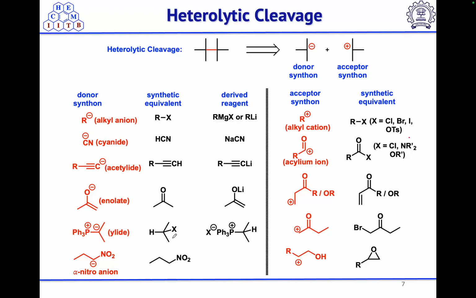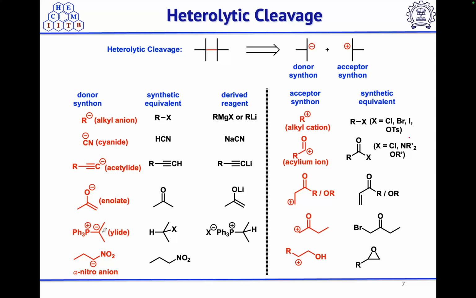So we can generate this by taking the synthetic equivalent, which is R halide. If we treat this compound with PPh3, it will do a simple SN2 and give this Wittig salt. If we treat this Wittig salt with a base like potassium tert-butoxide or n-butyllithium, that base will take this proton, right, and it will generate this ylide.